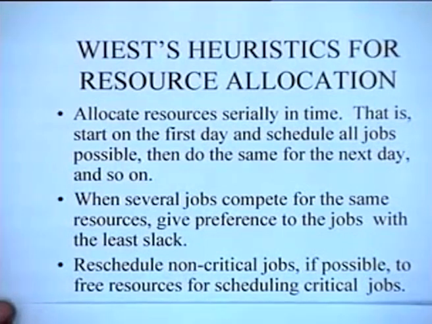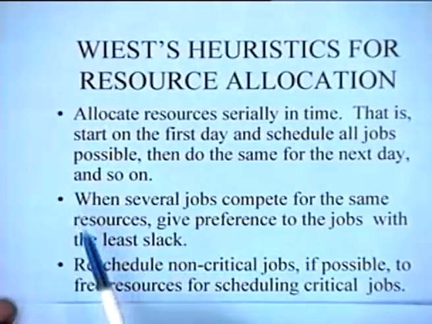And the third one is a slightly interesting rule. It says try to reschedule non-critical jobs if possible to free resources for scheduling the critical jobs, which means that at any particular stage, if a situation occurs when a non-critical job is already scheduled, but there is a critical job which is demanding some resources, if it is possible to sacrifice the non-critical job, then try to do it in favor of the critical job if possible, otherwise no, right?